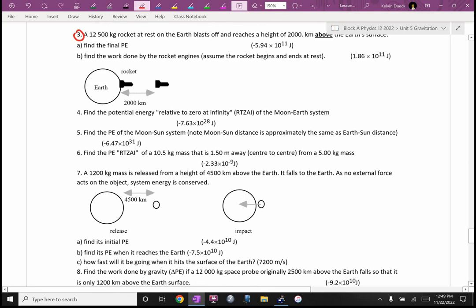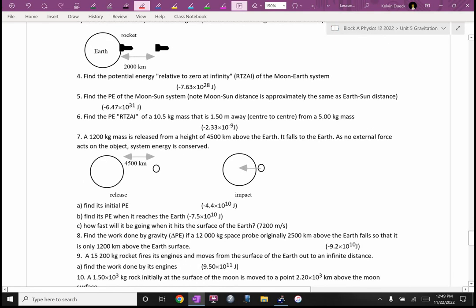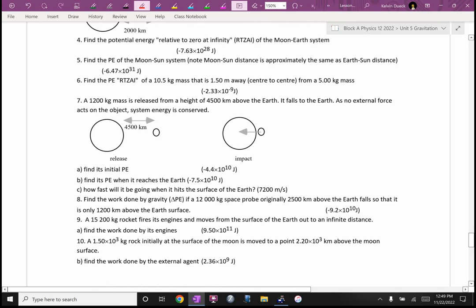Three is good. Skipping four, five, and six. Seven is a conservation of energy GG question. I can tell that because it didn't ask how much work.